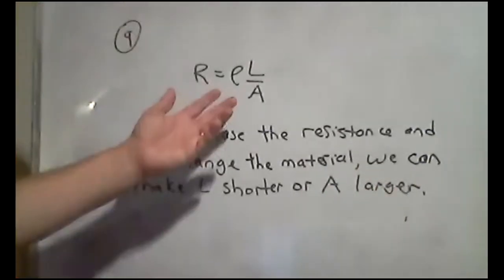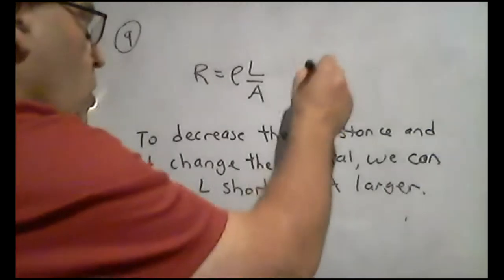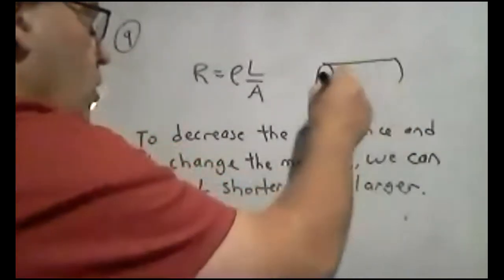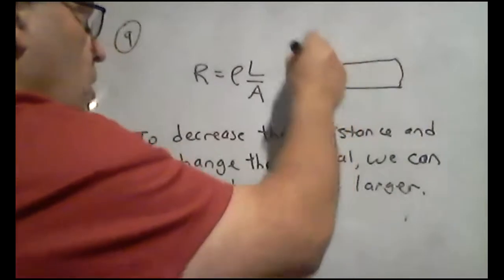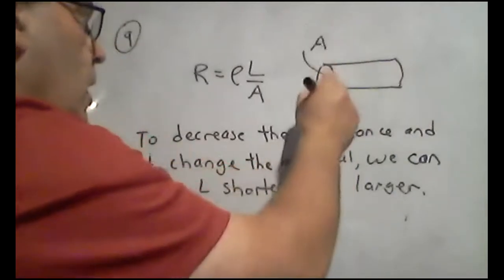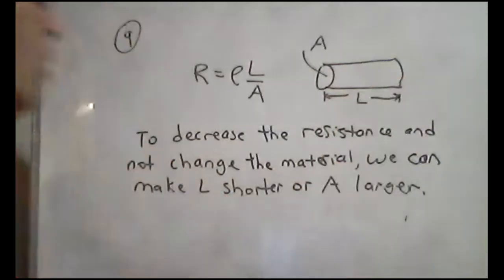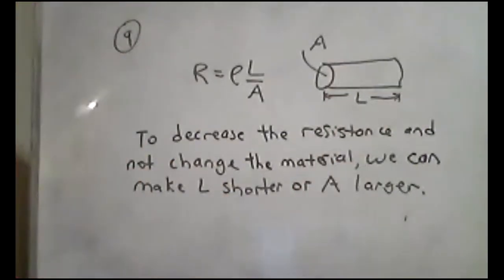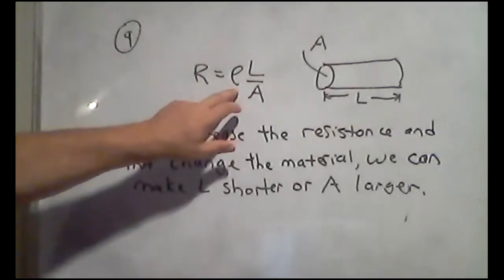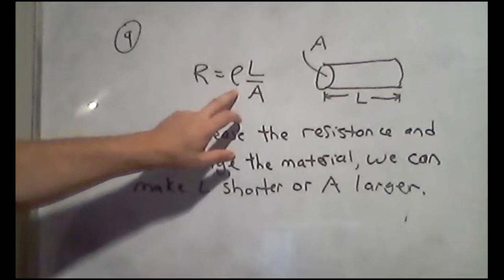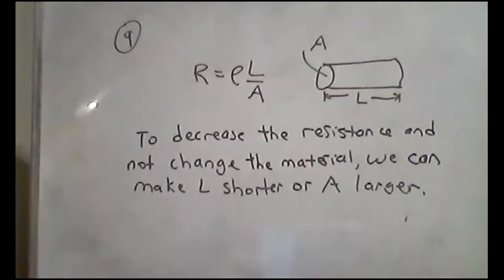Tell me, in your own words, what are L and A? Maybe draw a little picture, and don't just write rho L over A. Tell me what these actually mean. What is A? It's the cross-sectional area. What is L? The length of the resistor. And it's made out of a material that has a resistivity rho, like I said before.